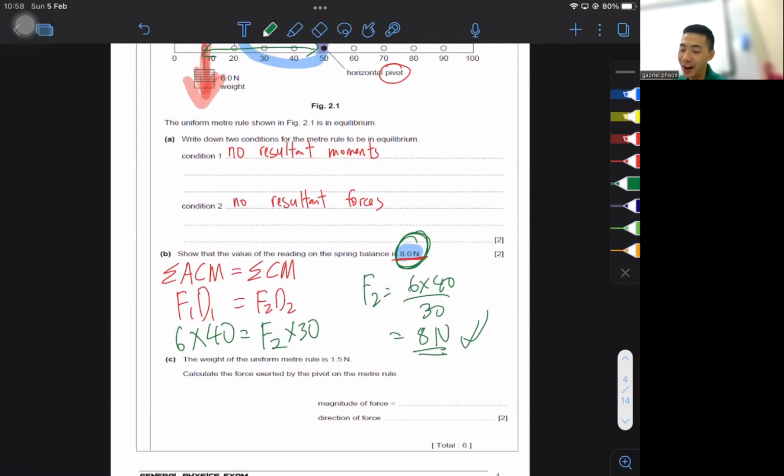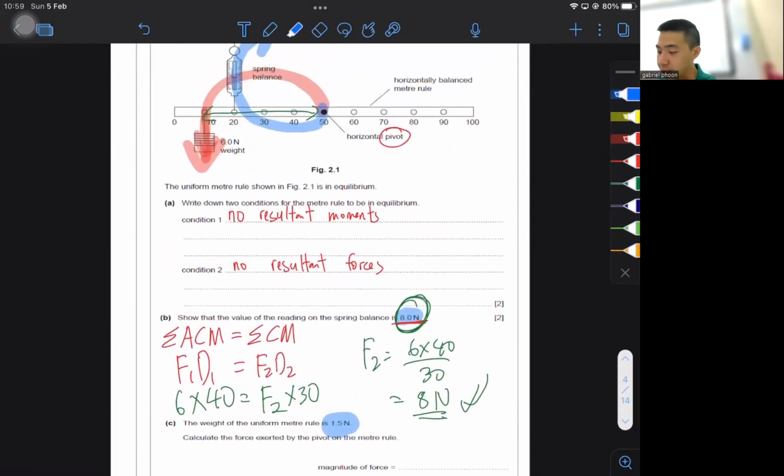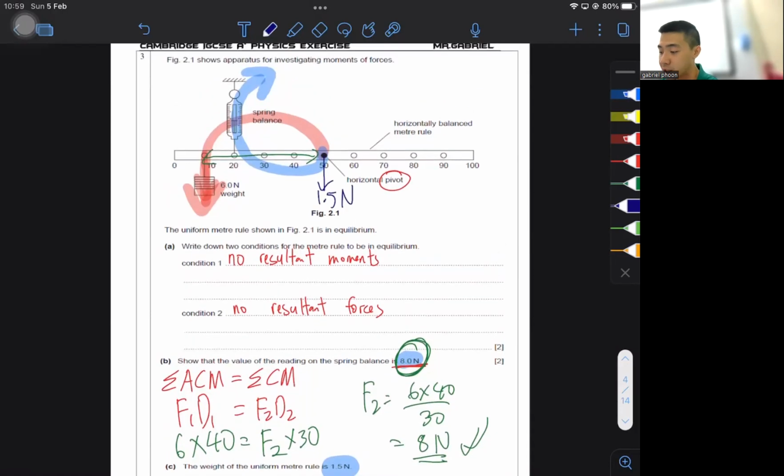Alright, guys. Then after that, wait, what do we do? From here, the weight of the uniform meter ruler is 1.5 newtons. What I like to do is straight away label that this is 1.5 newtons already. And they want me to calculate the force exerted by the pivot on the meter ruler. So this force could be an upward force, it could be a downward force, I don't know. But if you think back about what you wrote just now, guys, it should have no resultant force, right? In this case, the upward force is equal to the downward forces, right?